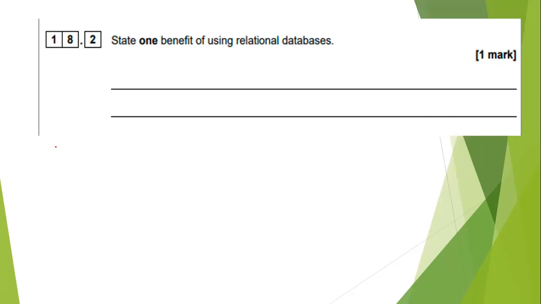State one benefit of using a relational database. So do you remember? State one benefit of using a relational database. You can have multiple sets of data. Multiple sets of data. Okay, any other? No, I don't remember any else.